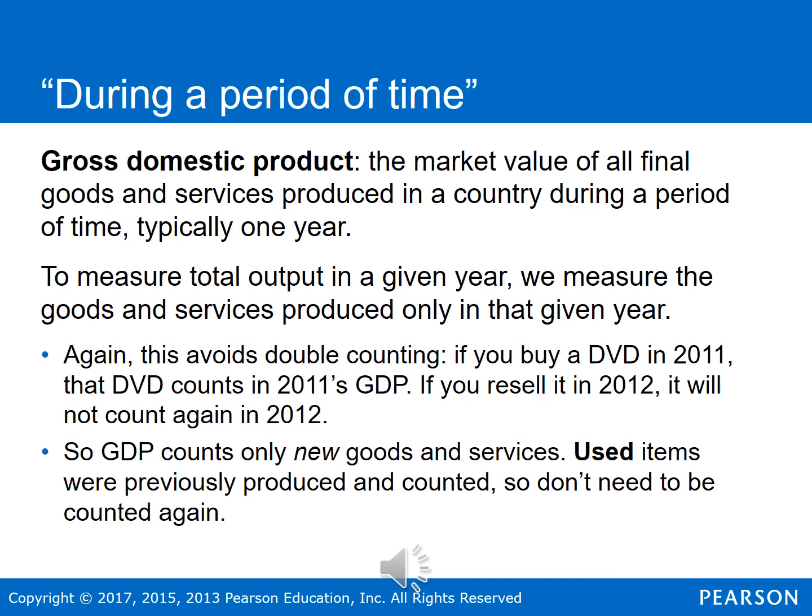So if you buy a DVD in 2011, that DVD counts in 2011 GDP. If you resell it in 2012, it's not going to count again in 2012. So the GDP only counts new goods or services. Like I mentioned, used items that were previously produced and counted don't need to be counted again because we haven't produced anything new. Even though they're still creating value for consumers, they're not actually being produced that year. And that's what we're trying to measure with GDP.